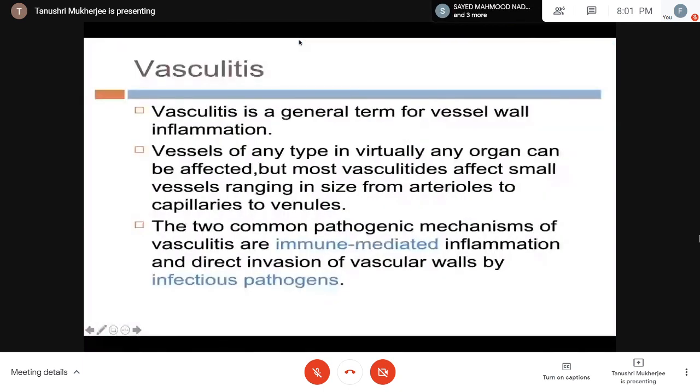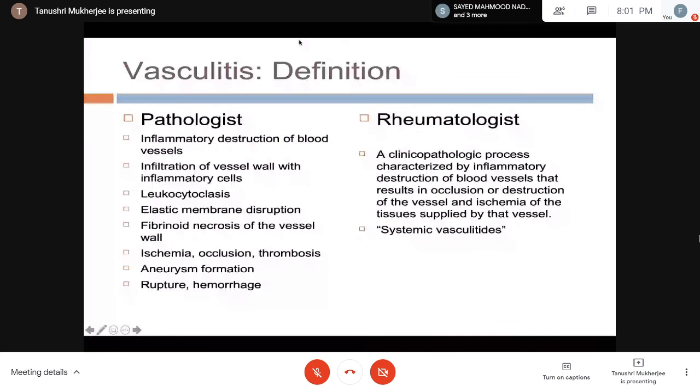The main pathogenetic mechanisms are immune-mediated inflammation, ANCA-mediated, or direct invasion of vascular walls by infectious pathogens. So what vasculitis means to a pathologist and what it means to a rheumatologist, because they have to treat and we have to diagnose. Rheumatologist says it is a clinico-pathological process characterized by inflammatory destruction of blood vessels that results in occlusion or destruction of the vessel and ischemia of the tissue supplied by that vessel, the systemic vasculitis.